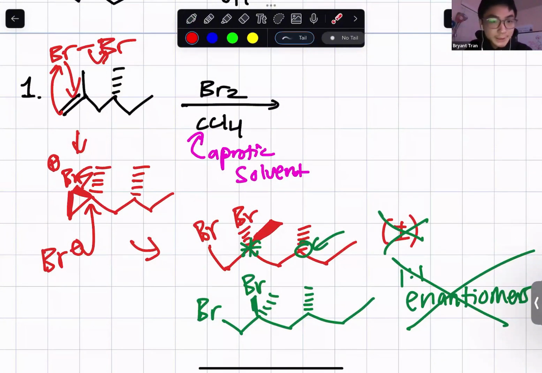Any questions on this question mechanism? Can you draw both of them and then write plus minus for each?